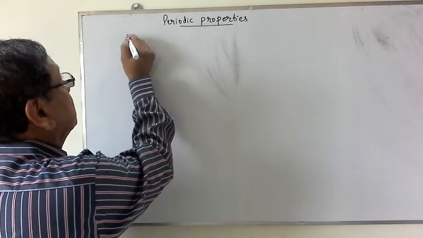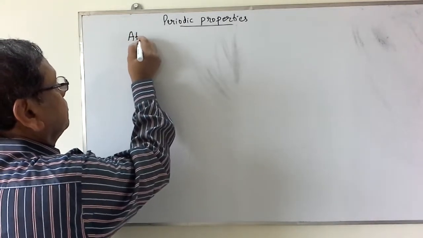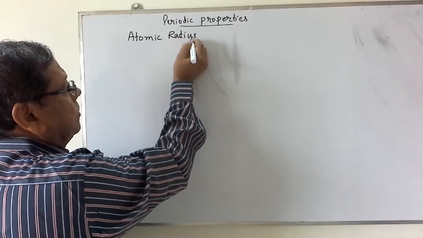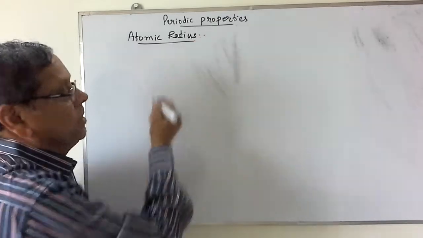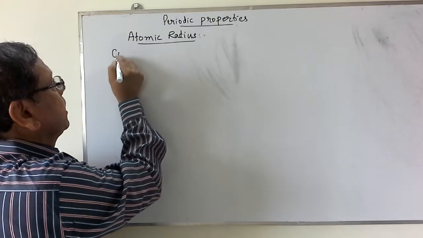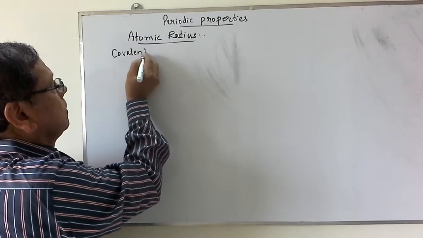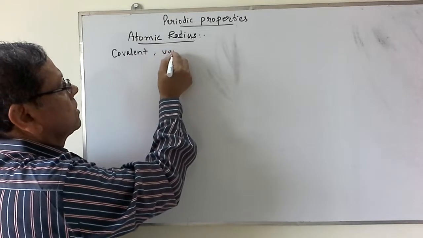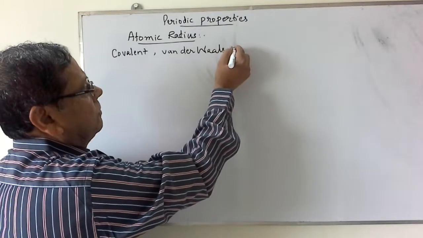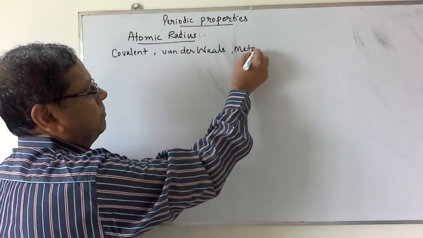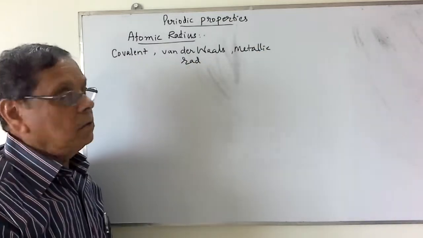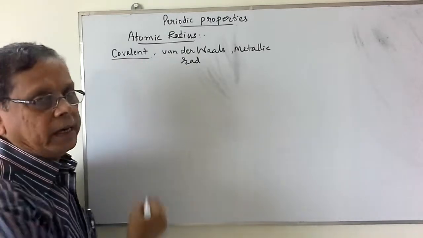First let us take this atomic radius. Atomic radius. First let us consider the definition for the atomic radius. Here under the atomic radius we have different types like covalent radius, van der Waals radius, then metallic radius, etc. Now among these, first let us consider this covalent radius.